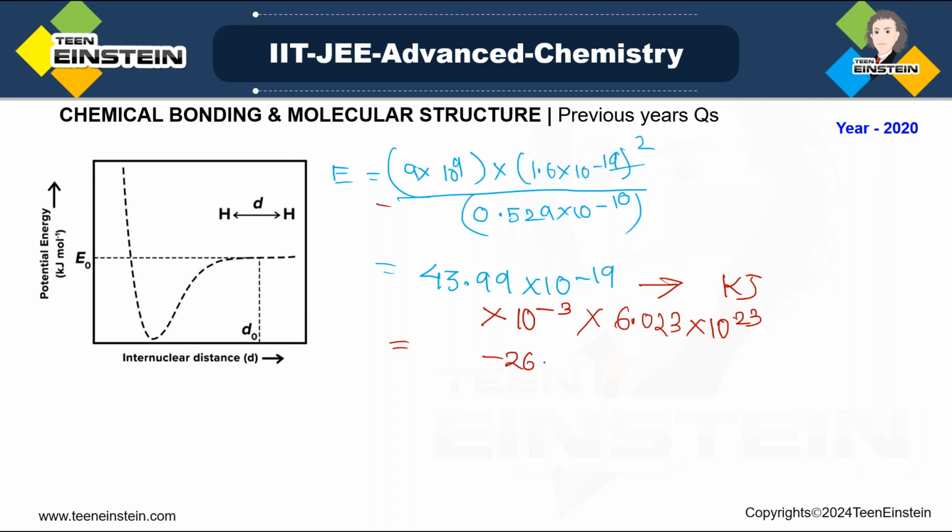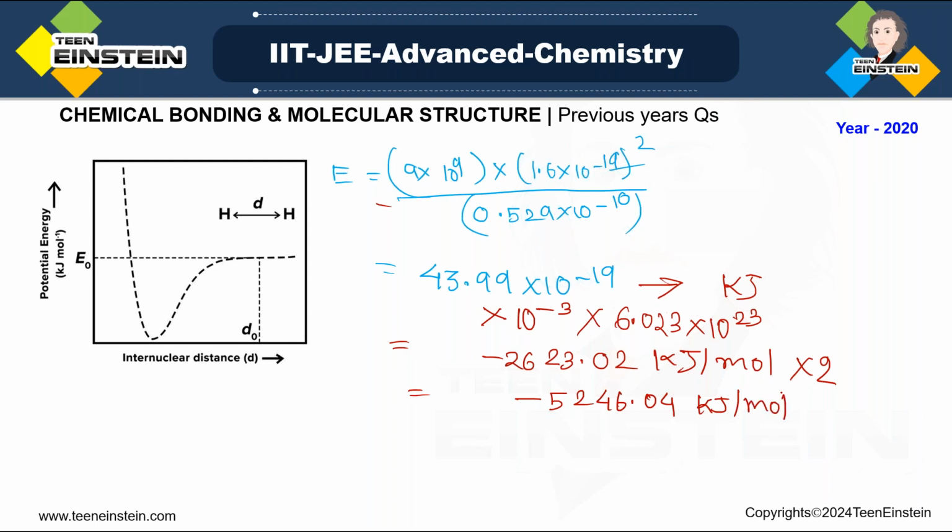there is actually a negative sign. But this is only for one atom, one hydrogen atom. This is not the final answer. You have to do it for hydrogen molecule. Though molecule is not formed, still there are 2 hydrogens. You have to consider it for 2. So again, it is multiplied by 2. So finally, you will get 2623.02, 5246.04 kilojoule per mole. So this should be the final answer.